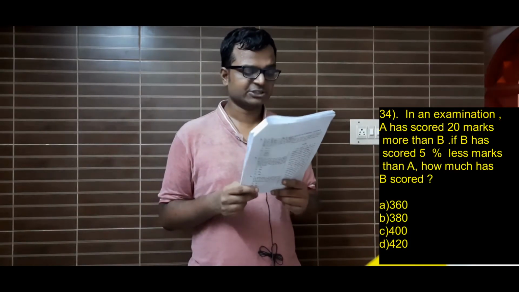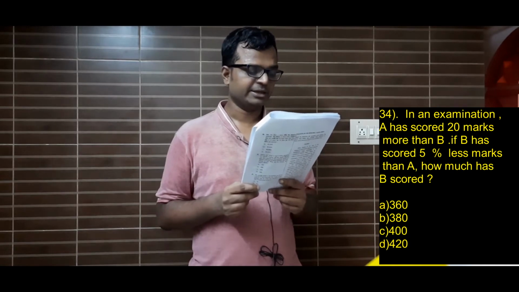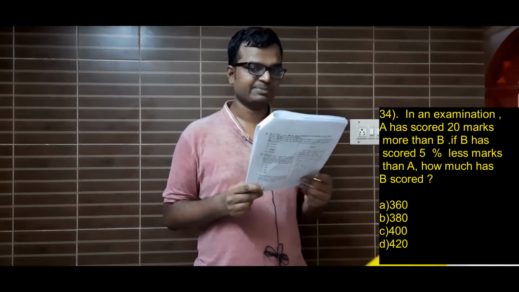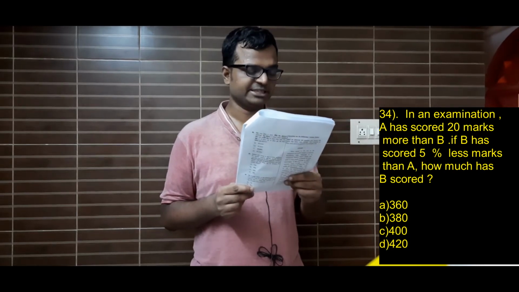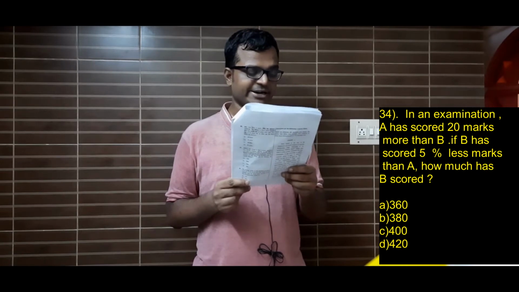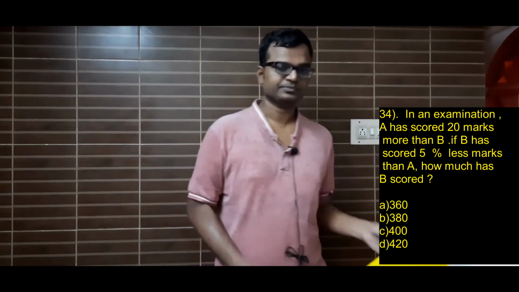In question number 34, in an examination, A has scored 20 marks more than B. If B has scored 5% less marks than A, how much has B scored? Option A 360, option B 380, option C 400 and option D 420.